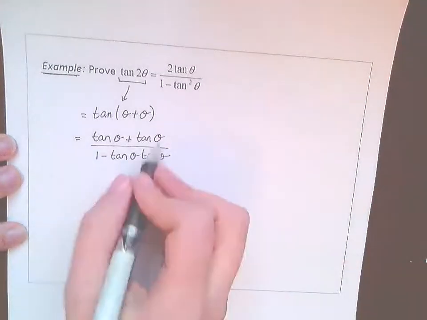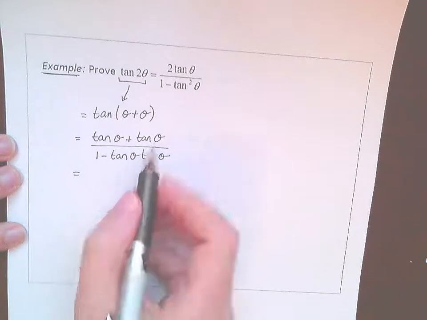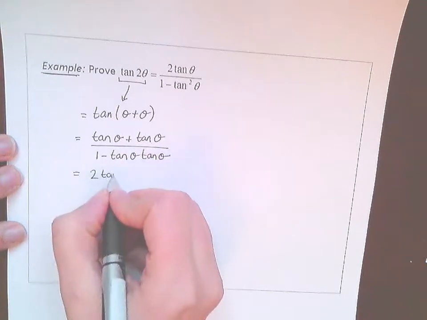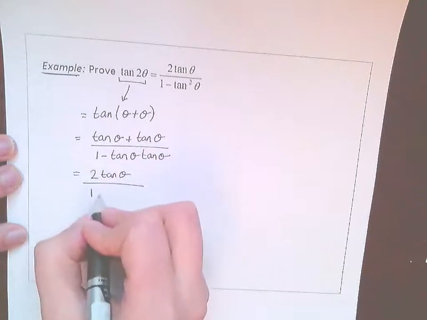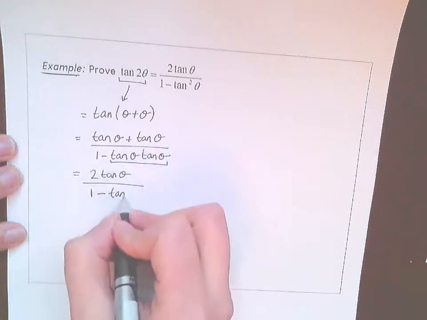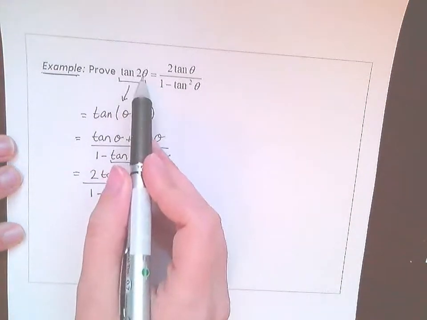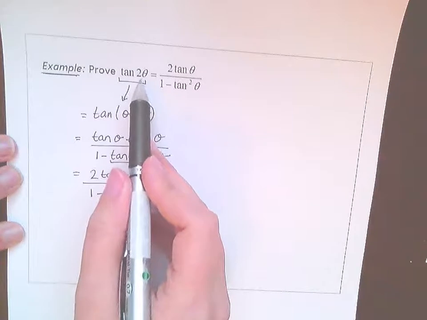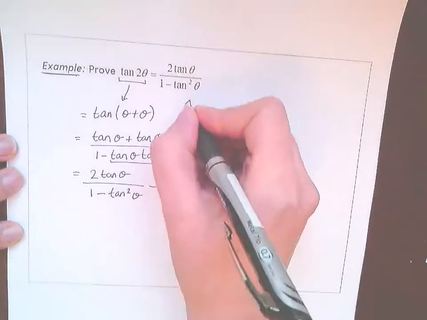So if you continue to combine these, what do you end up with? Here we have 2 tan thetas, combine like terms, and down here we have 1 minus, these are multiplied, so it's tan squared theta, which proves the double angle. Using the sum identity, we proved the double angle identity.